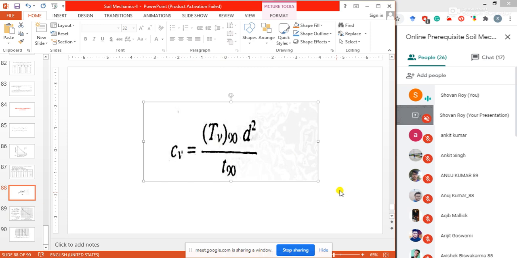This is a very important value you can write, because for every numerical problem calculation, this equation, the Cv value, is required. This is one of the important formulas for calculation.